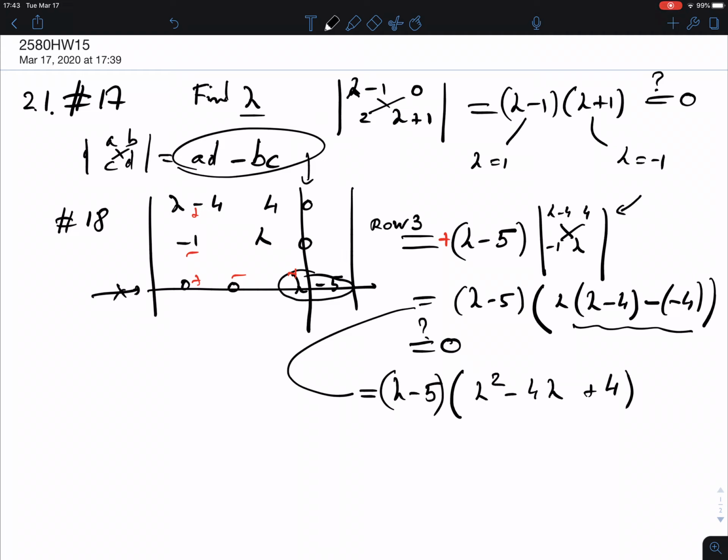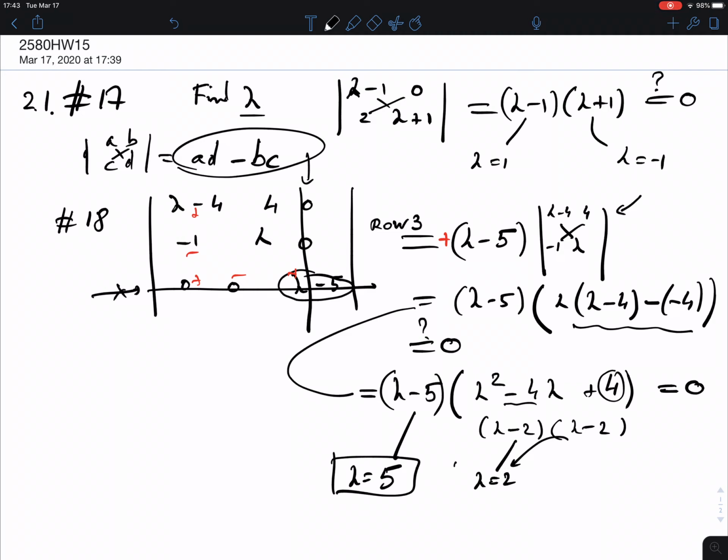All right, so we now need to factor this. What two numbers multiply to 4 and add up to negative 4? Minus 2 and minus 2. Perhaps some of you recognize this actually is a perfect square formula. And so it actually is (lambda minus 2) twice. So putting this equal to 0, either this is 0, lambda is 5, or this is 0, lambda is 2, or this is 0, but of course that gives you the exact same thing. So here the solutions are lambda is 5 and lambda is 2.